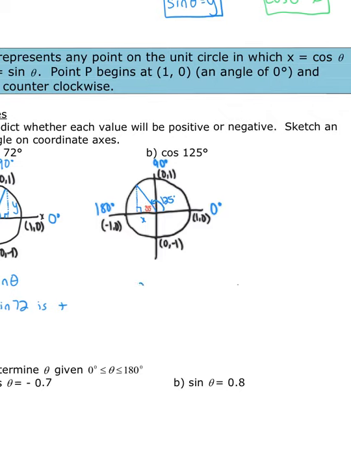But let's get back to what the question is asking, which is what is the sign of cos 125? So we know that cos is equivalent to the x value. Here the x is on the left side, so x is negative. So that means that cos of 125 degrees is negative. And again, you can verify with your calculator, you get negative 0.57.